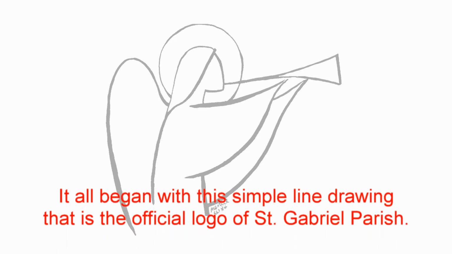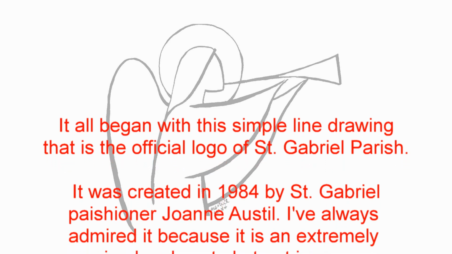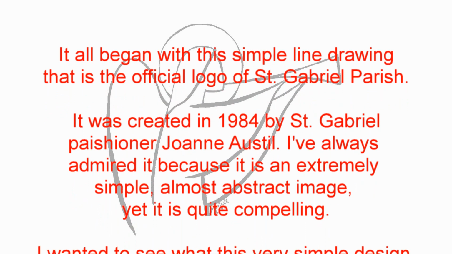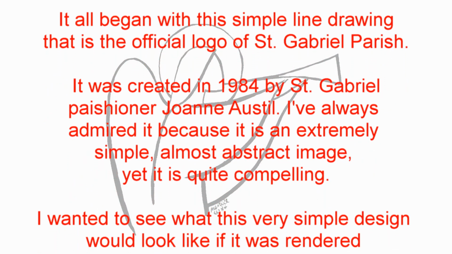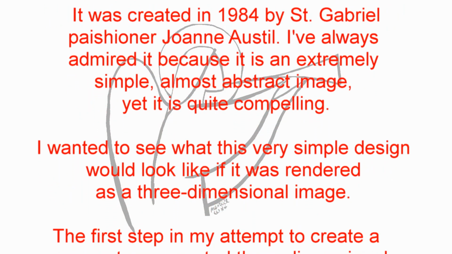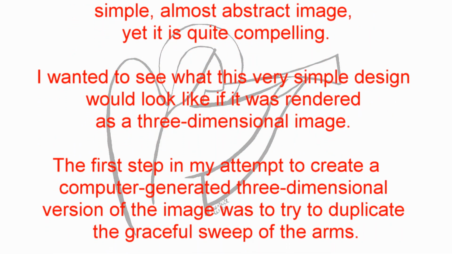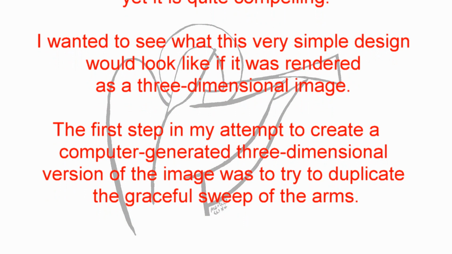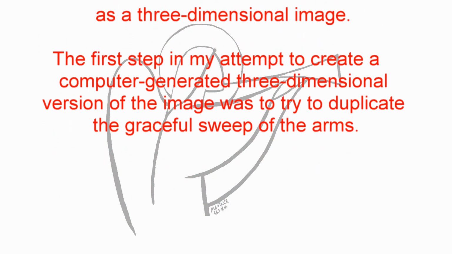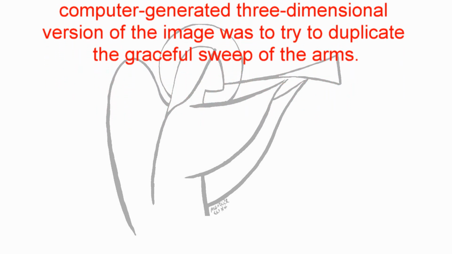It all began with this simple line drawing that is the official logo of St. Gabriel Parish. It was created in 1984 by St. Gabriel parishioner Joanne Austell. I've always admired it because it is an extremely simple, almost abstract image, yet it is quite compelling. I wanted to see what this very simple design would look like if it was rendered as a three-dimensional image. The first step in my attempt to create a computer-generated three-dimensional version of the image was to try to duplicate the graceful sweep of the arms.